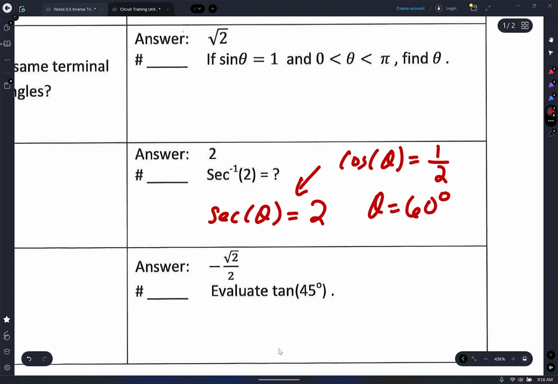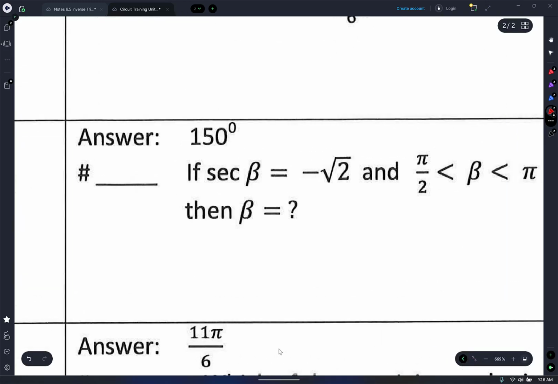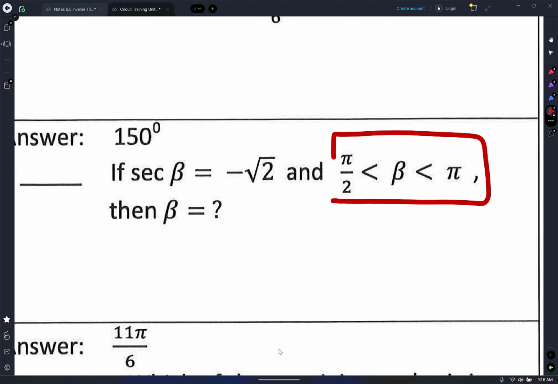Okay, now be careful. I just want to bring this to your attention. Notice that you have another one here that says arcsecant is negative square root of 2. But notice on this one, they're telling you where to look. They're telling you to look in quadrant 2. So don't freak out. That's just a Greek letter. That's just a beta. It's just a Greek letter, like X.